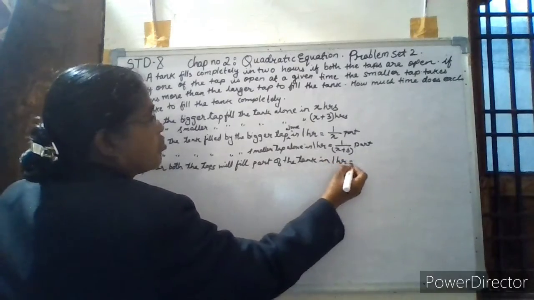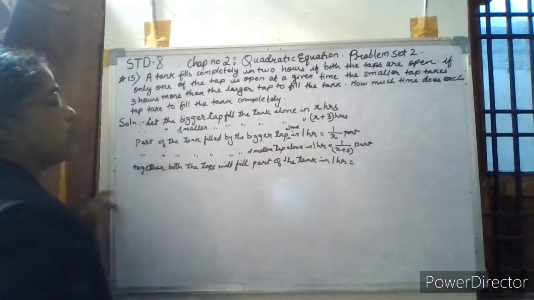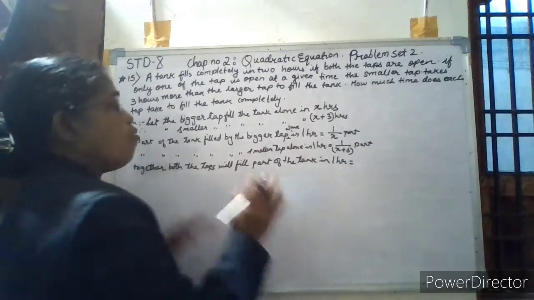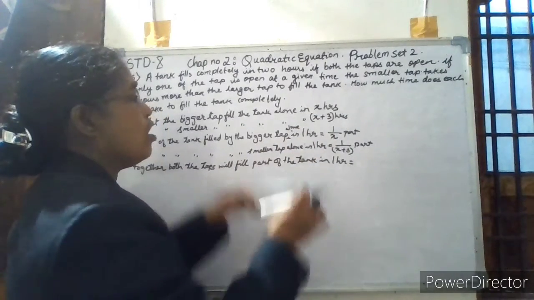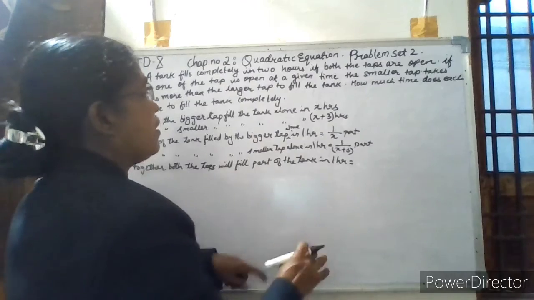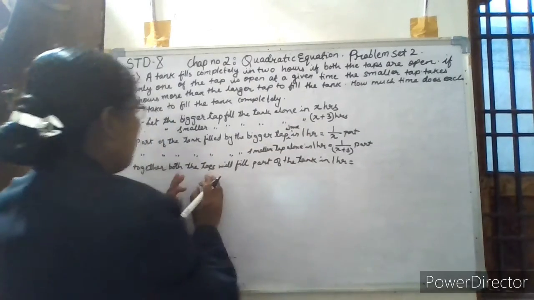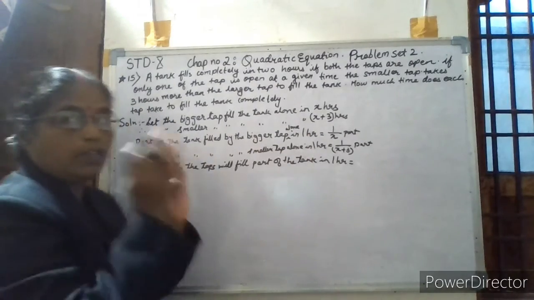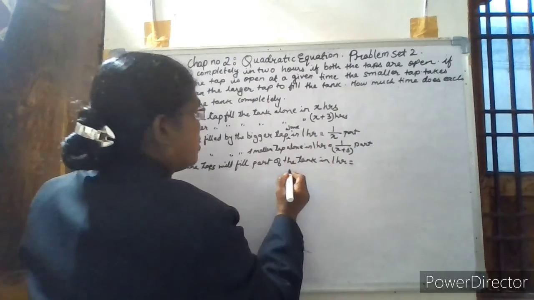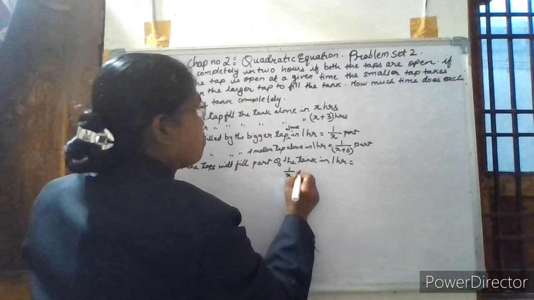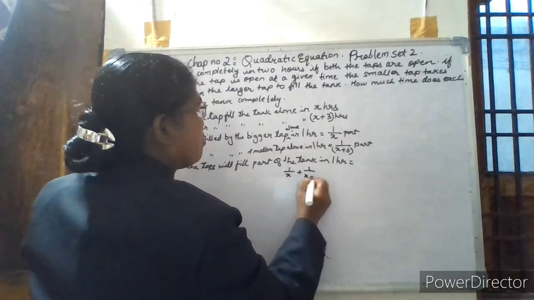So together, both the taps in 1 hour, how much? Both the taps are opened at a time. So together in 1 hour, how much part of the tank will fill together? That is this plus this, which is equal to 1 by x plus 1 by x plus 3.